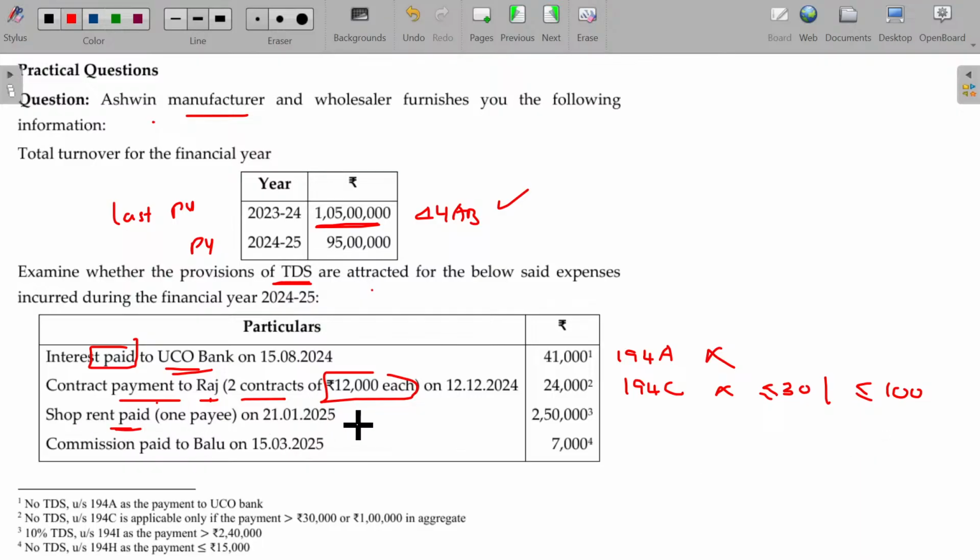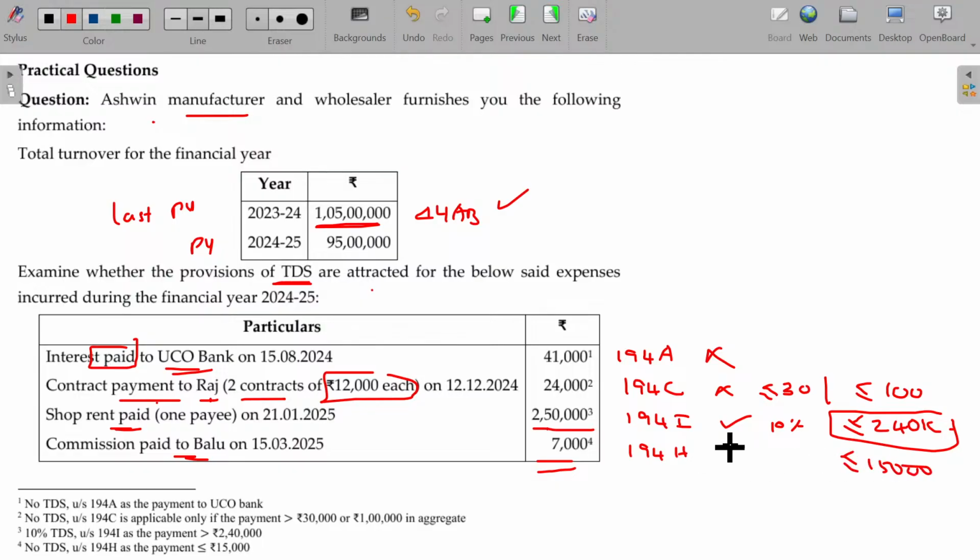Shop rent. Shop rent will come under 194I. TDS is not applicable up to 2.4 lakhs, but here it is 2.4 and more. So definitely TDS is applicable at the rate of 10%. Here it crosses that limit. Commission paid to Balu. Commission will fall under section 194H. This value is 7,000; up to 15,000 is not taxable. So TDS is not applicable.